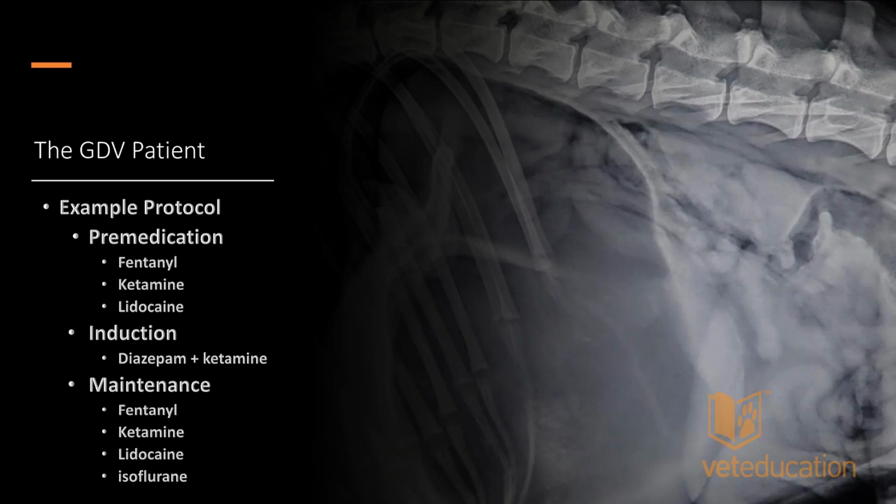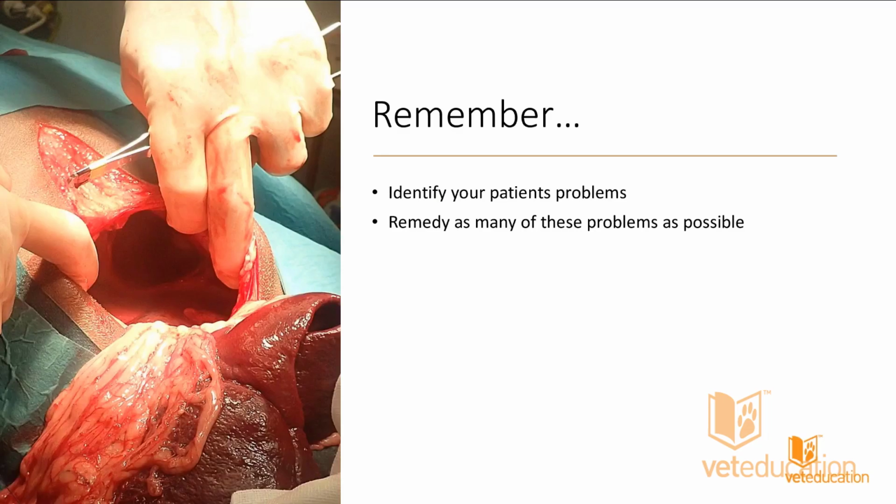Induction, diazepam and ketamine, and maintenance, they're on the fentanyl, ketamine, lignocaine continuous infusion with just enough isoflurane to keep them topped up. You could use propofol as your induction agent and run them on fentanyl, ketamine, lignocaine, and propofol continuous infusion if you wanted to, with no isoflurane at all if you wanted to.